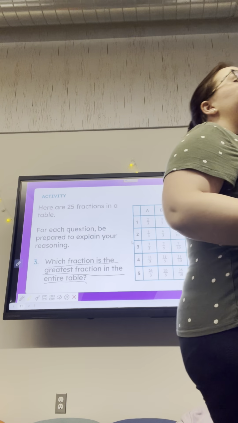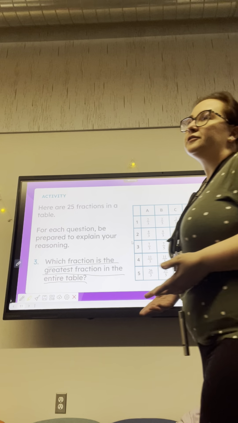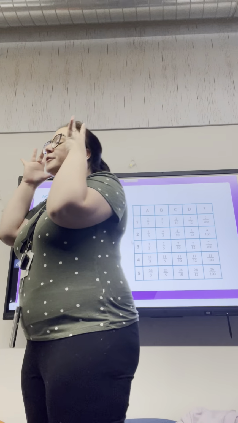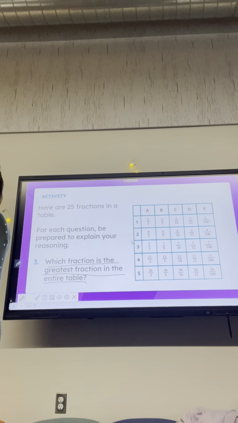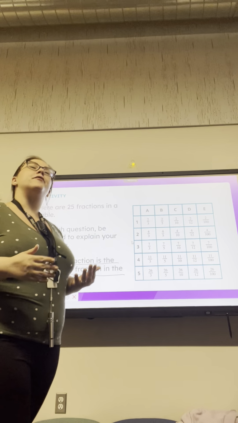So, this activity is supposed to show you how to compare fractions using just images, using your brain, using you to think about how different fractions are of different sizes. Tomorrow, I'm going to be able to show you how to prove that.